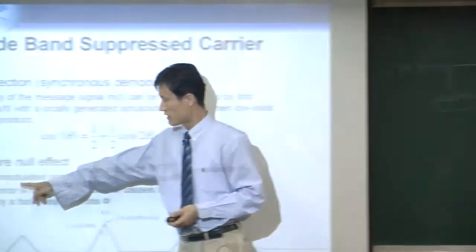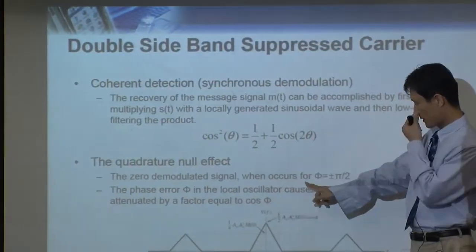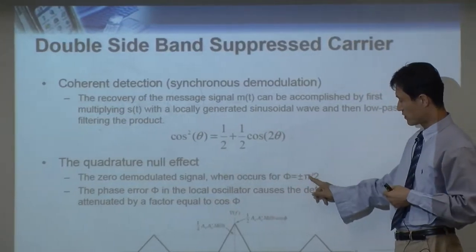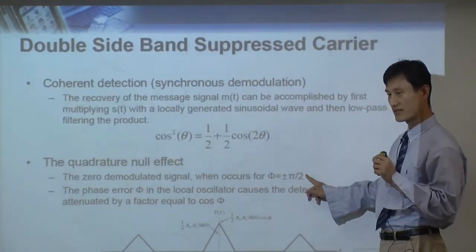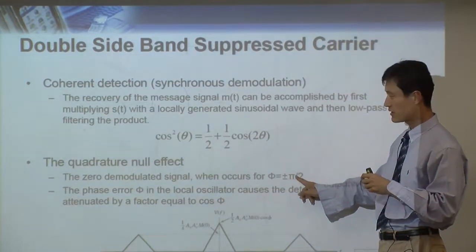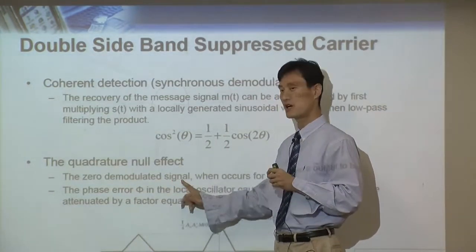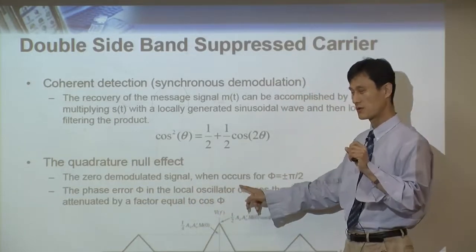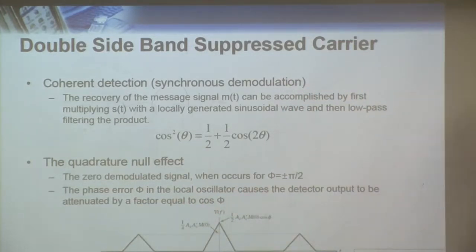See here, if phi equals pi over 2, or 90 degrees, maybe plus 90 degrees, minus 90 degrees, in that case your demodulated output signal becomes 0. That's the worst case, right? You get 0.